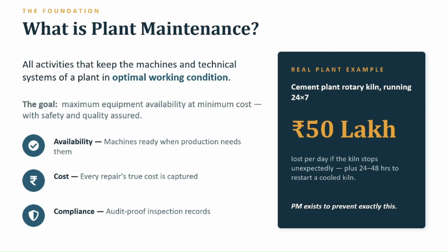There are three things. First is availability: machines ready when production needs them. Whenever the production manager or production requires it, at that time the machine should be available in optimal working condition.